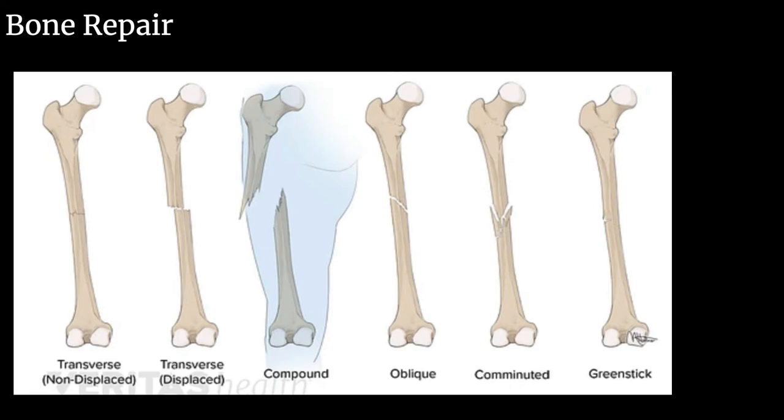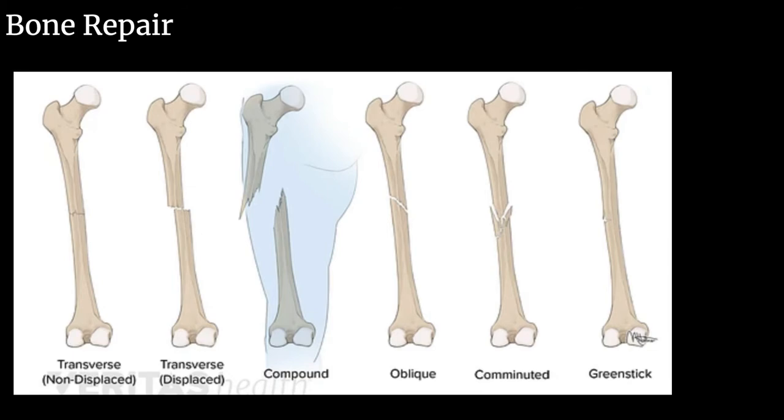Now let's move over to bone repair, which is kind of similar to bone remodeling, but now we're focusing on fractures. So let's talk about the 6 main fractures. There's a transverse fracture that is non-displaced. There's the transverse one over here that is displaced. Then we have a compound fracture. This is where it snaps completely in half and it's going to poke through the skin. And then we have an oblique fracture, which comes at an angle. And then we have a comminuted fracture, which is more than 2 fractures.